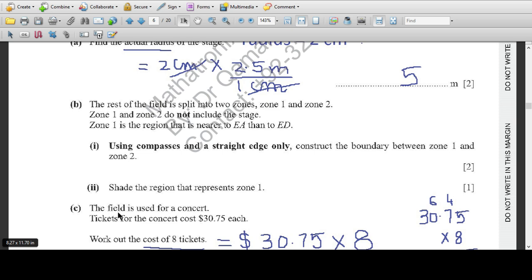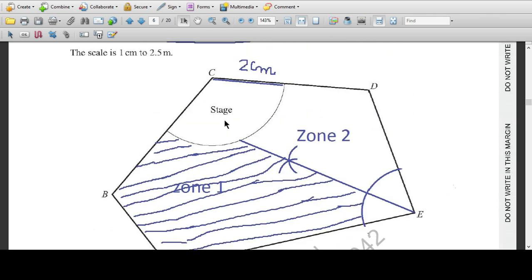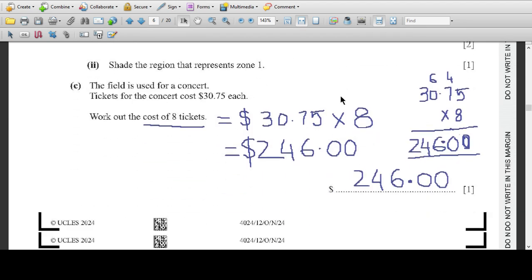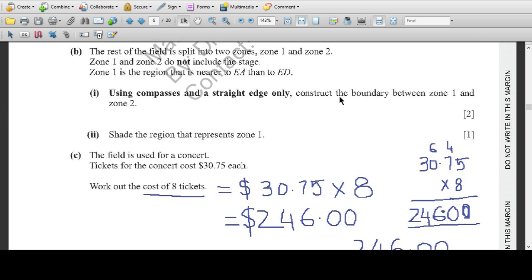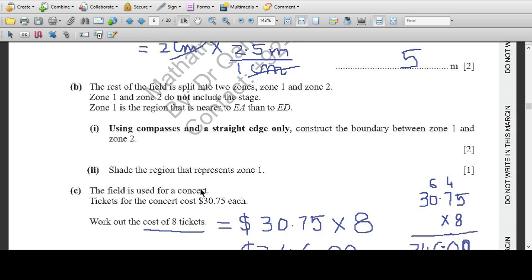Now part C, the field is used for a concert. Suppose this is used for a concert. Here the artists or the performers are here, and here the audience or the participants. So in this way, the field is used for a concert.